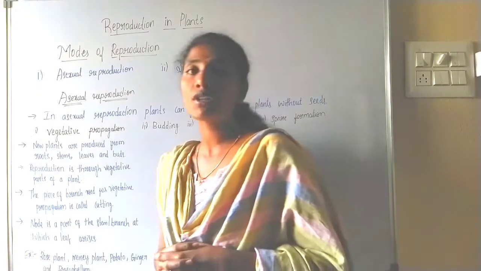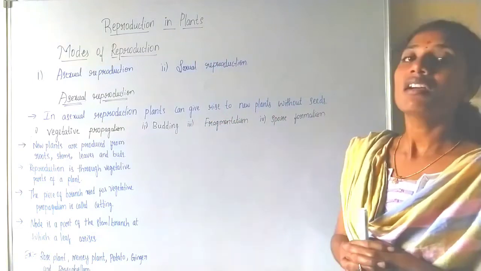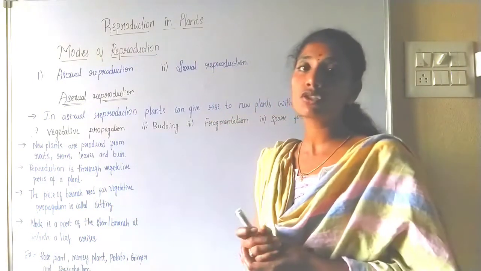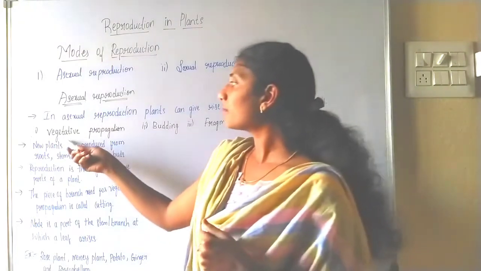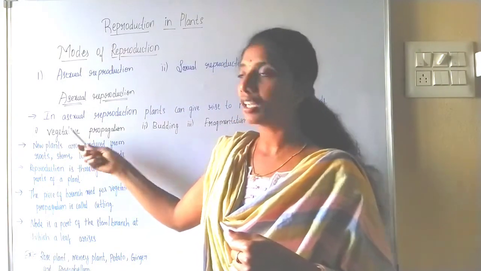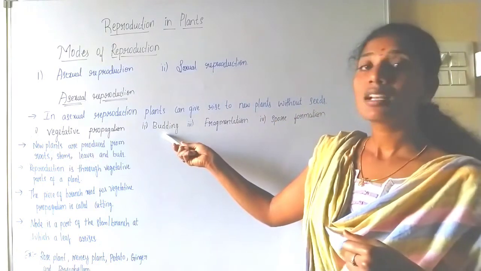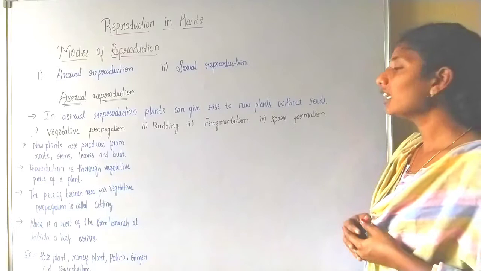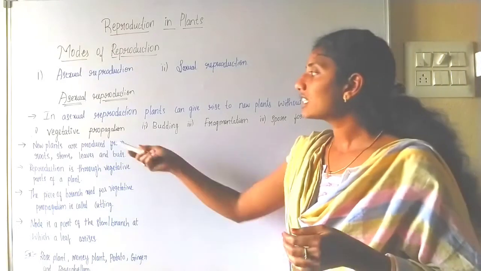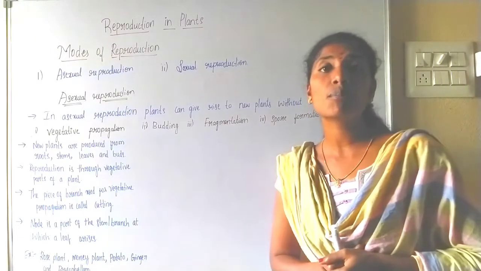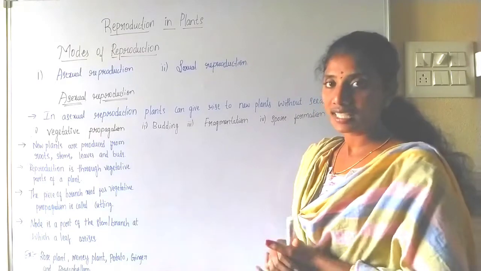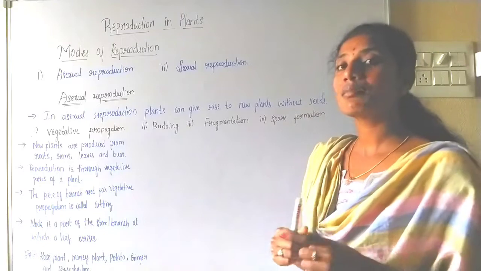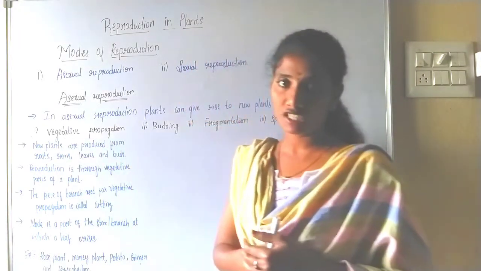Such a method of reproduction we call asexual reproduction, and it includes many types. The first method is vegetative propagation. The second method is budding, the third is fragmentation, and the fourth method is spore formation. These are the different methods of asexual reproduction that we can generally see in organisms. Let us learn with the first method, vegetative propagation.